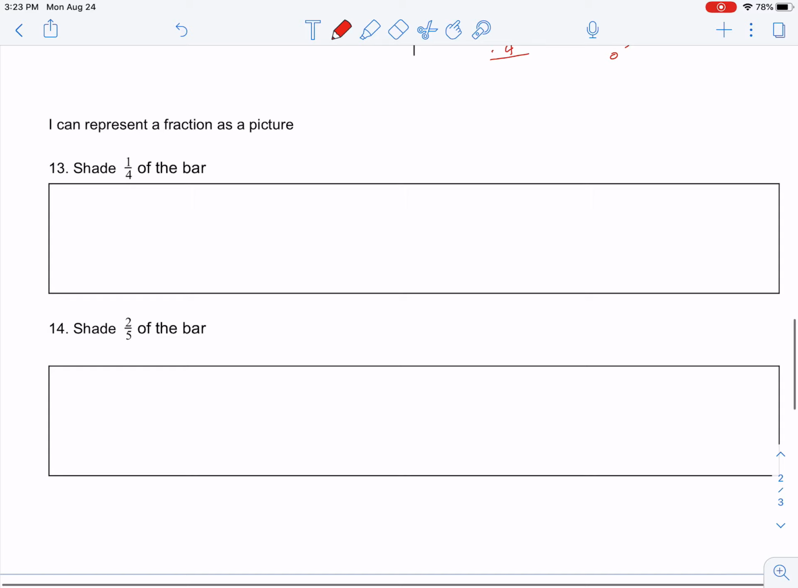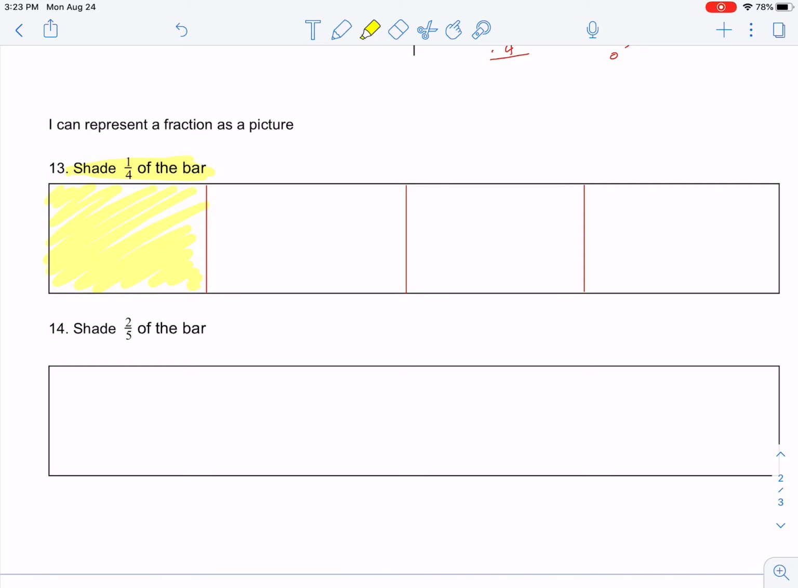Number 13, I can represent a fraction as a picture. So number 13 says shade in 1/4 of the bar. So we're going to use this whole bar, and an easy way to do this is just to cut it in half. And now we have 1/2. 1/4 means 4 of these, or just 1 out of the 4 of these needs to be shaded. So I can cut another half from that half and try to make it equal. It doesn't have to be perfect, but you can now see that we have 4 equal blocks. And now we just need to shade 1 of them in, 1 out of the 4.